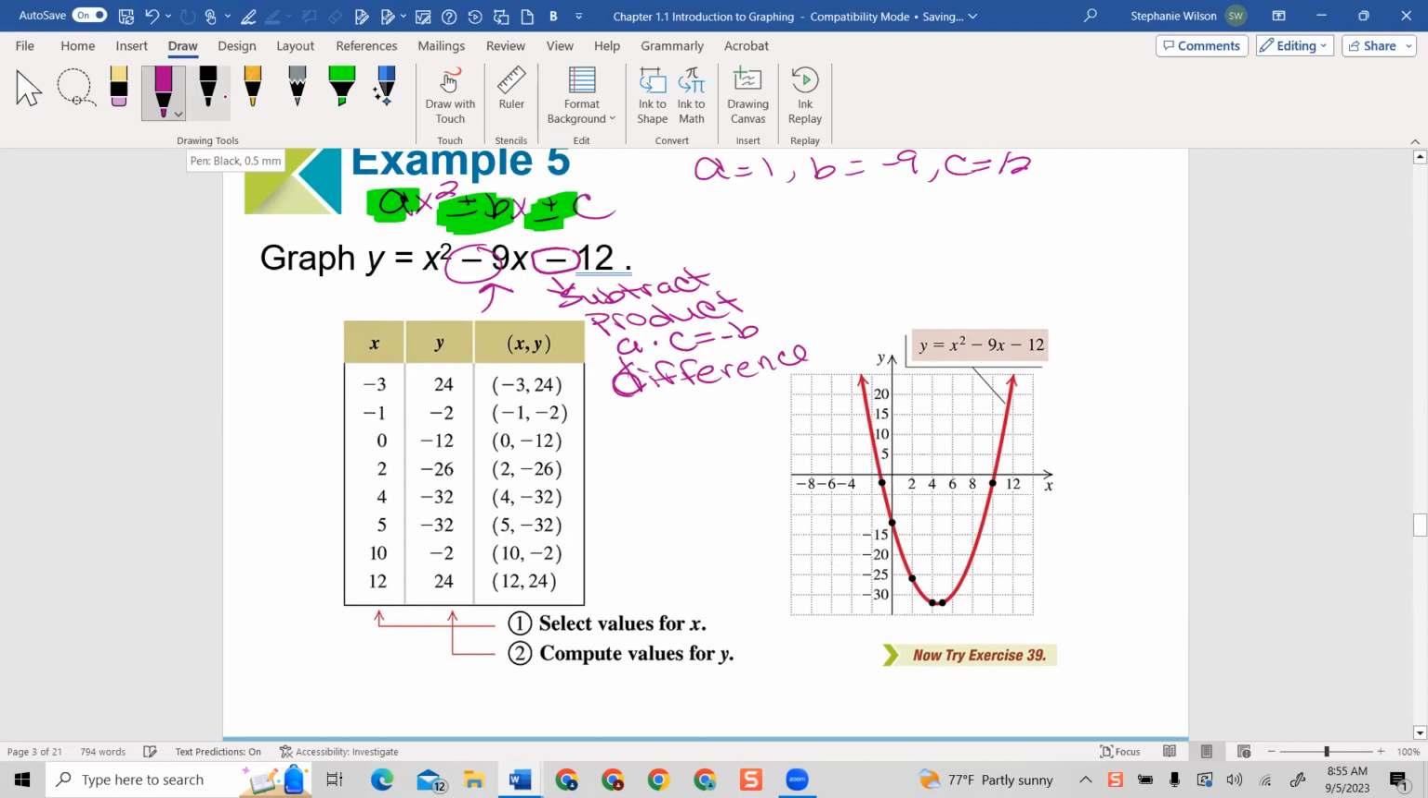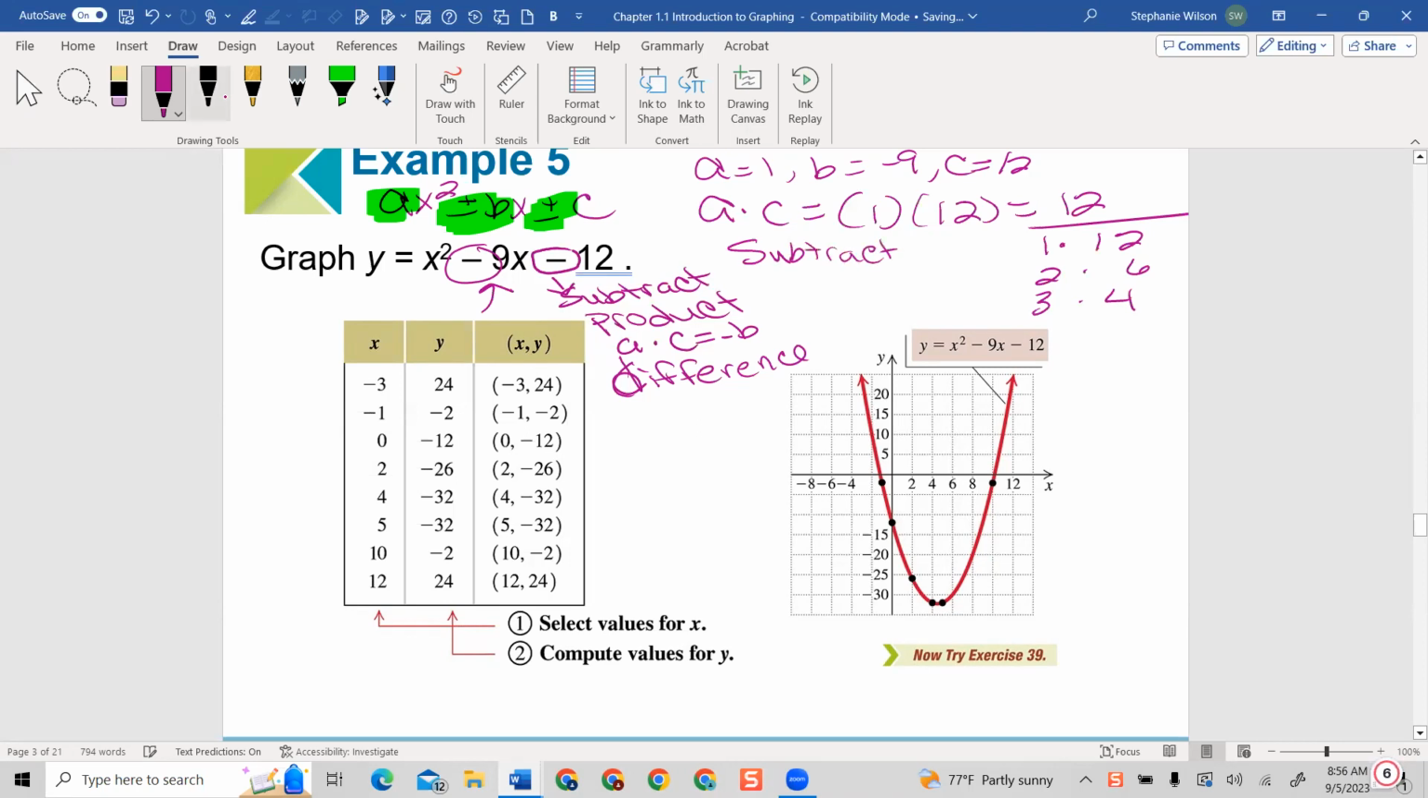So let's take A times C. It's 1 times 12, which is 12. Let's list our products. All right, so I listed all the products that are going to give me 12 when I multiply them together. Now let's keep on reading. It says that we subtract, because the sign on C tells me we're subtracting, to get negative 9, which is my B, right? Well, if I say 1 minus 12, that doesn't equal negative 9.